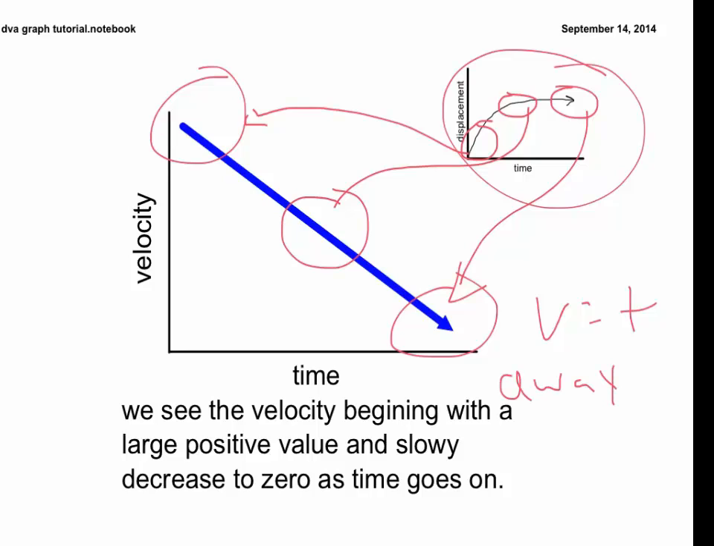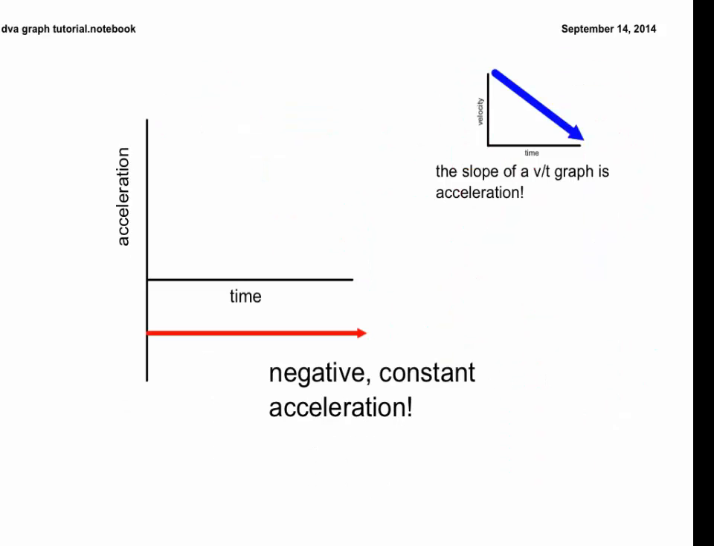So what we can say here is that our object started out moving quickly. As time goes on, it moves slower and slower. But throughout the whole graph, it's moving away from where it started. So, what would the acceleration of this object be? Well, remember, we're starting out with a large velocity and ending with a small velocity. Our velocity is decreasing.